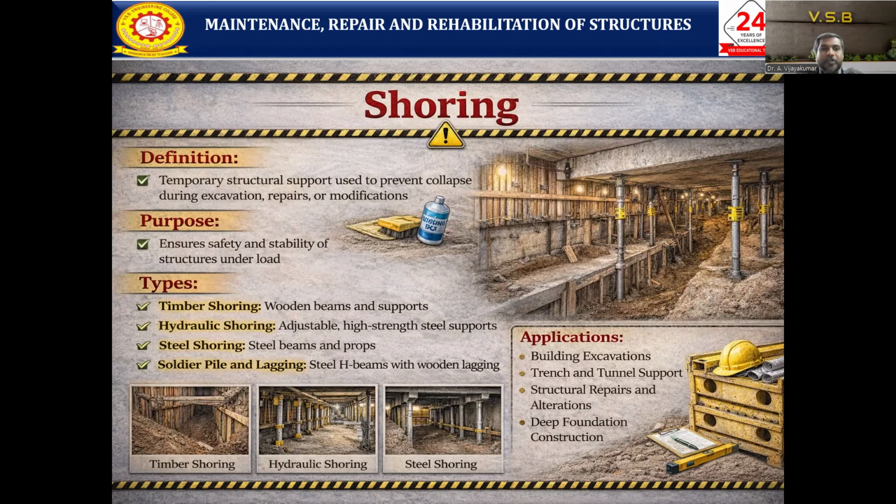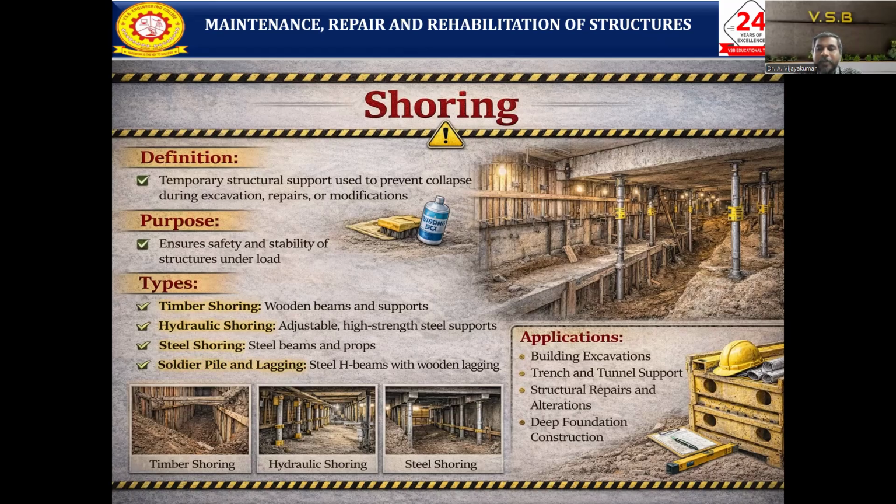The main purpose of shoring is to ensure the safety and stability of the structure under load. Whatever the load may be, the structure should be safe and stable. We have four types of shoring methods available. One is timber shoring, used for wooden beams and supports. We can make it as a temporary shoring method.